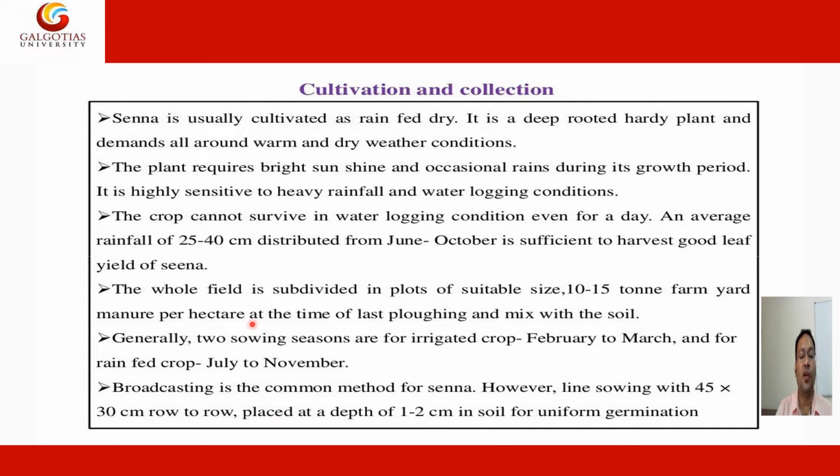The whole field is subdivided into plots of suitable size, with 10 to 15 tons of farm yard manure per hectare at the time of last ploughing, and mixed with soil. Generally, there are two sowing seasons: for irrigated crop, February to March, and for rain fed crops, July to November. Broadcasting is a common method of sowing Senna. However, in line sowing, the row to row distance is 32 centimeters, placed at a depth of 1 to 2 centimeters of soil, for uniform germination.